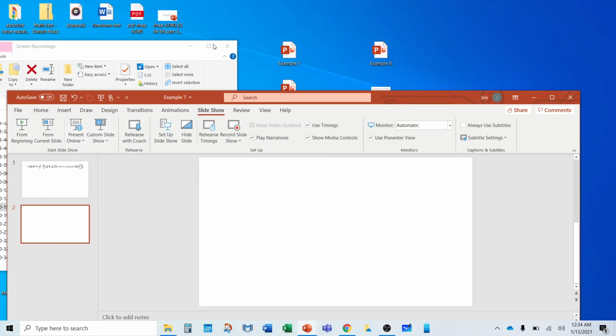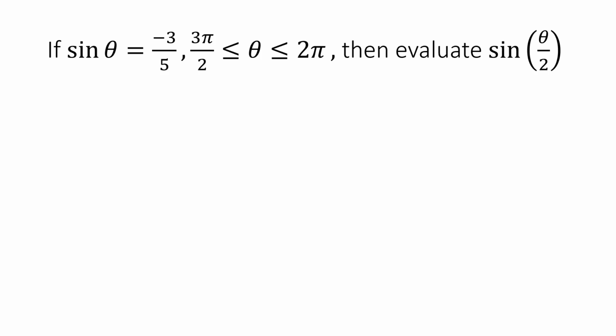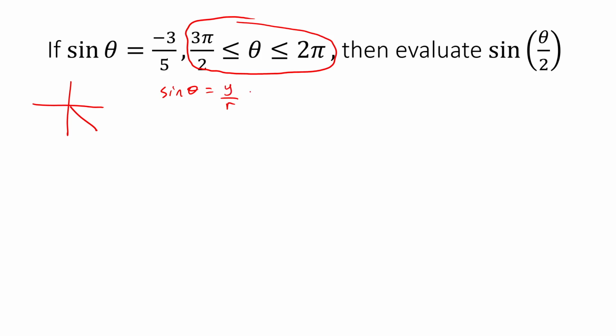In this example, we are going to determine the sine of theta over 2 given information about the sine of theta and the quadrant that theta is in. Well, we see right here from this statement that theta must be an angle somewhere in the fourth quadrant. Now, sine theta equals -3 over 5, but we know that sine theta equals y over r. So what we can do is say y over r equals -3 over 5.